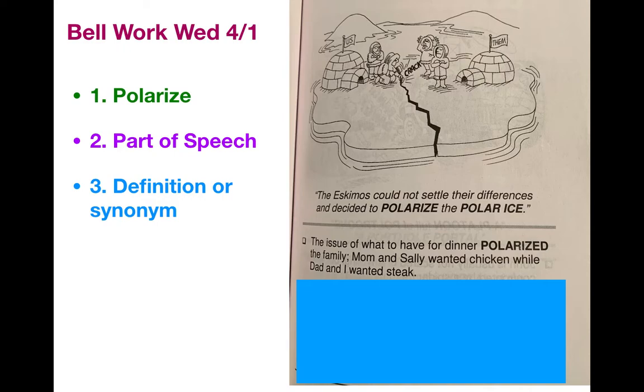Now, for part of speech, we have polarize and we have polarized. So that tells us that the part of speech is a verb because it changes based on tense. Now, the other clue to help us figure out that polarize is a verb is the fact that the word to is right in front of the word polarize. And when you have to in front of a verb, that's the infinitive of a verb. Okay? So that's kind of like the base form of the verb.